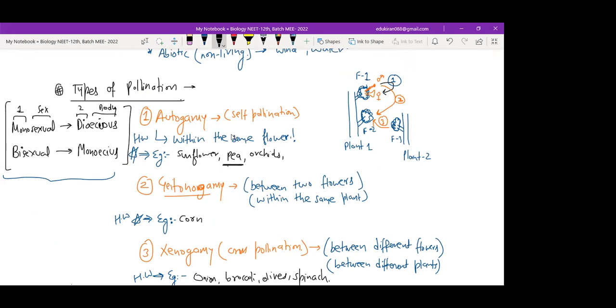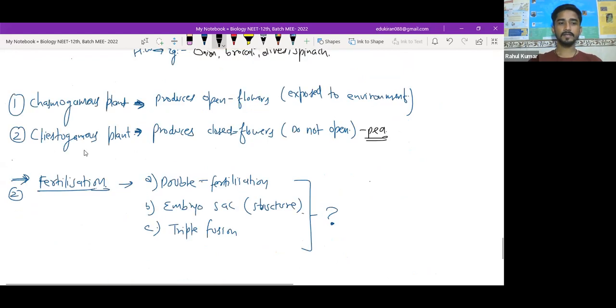Yes. So write down: cleistogamous flowers can only undergo self-pollination.